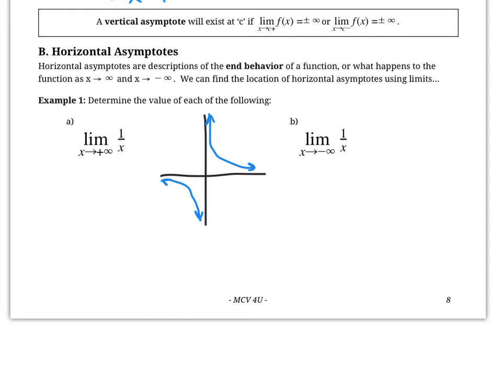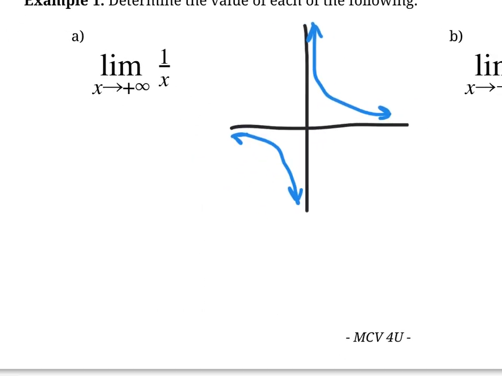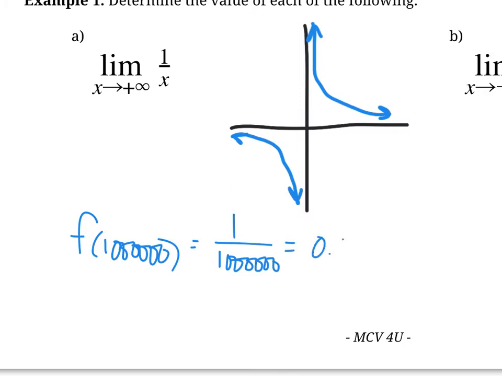Well, try. Plug in a very, very large number. We can always test this out, right? What if we plugged in f at 1,000,000? What's this going to give us? Well, it's going to be 1 over 1,000,000, which is 0.000001, right? That's f at 1,000,000. It's a very, very small number. It's very close to 0.